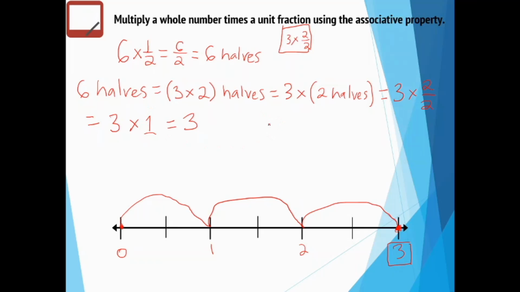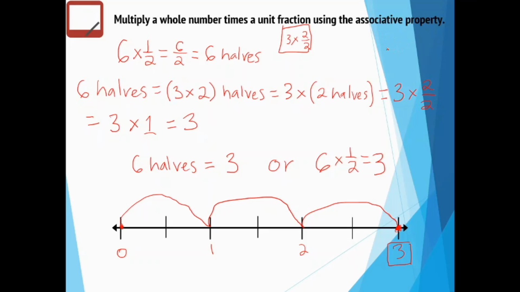So we can say that 6 halves equals 3. Or another way to write it would be 6 times 1 half equals 3. All of these things mean the same thing. So you can see here we used the associative property to break up the 6 into its factors, reassociate the 2 with the halves, and then rewrite that so that it's more clear as 2 halves in fractional form.